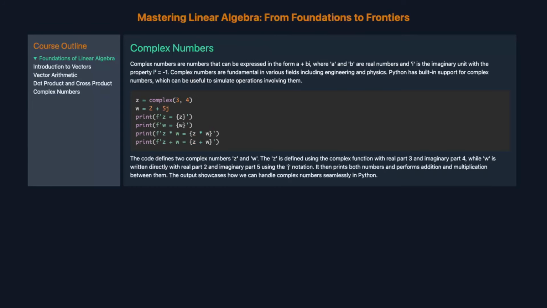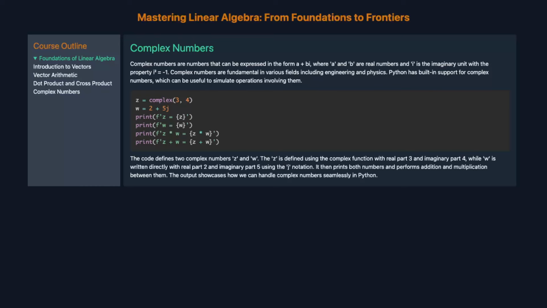Complex numbers. Complex numbers are numbers that can be expressed in the form a + bi, where a and b are real numbers, and i is the imaginary unit with the property i² = -1. Complex numbers are fundamental in various fields including engineering and physics. Python has built-in support for complex numbers, which can be useful to simulate operations involving them.